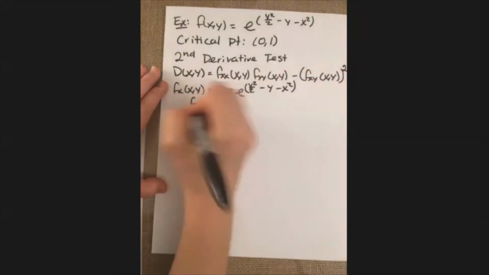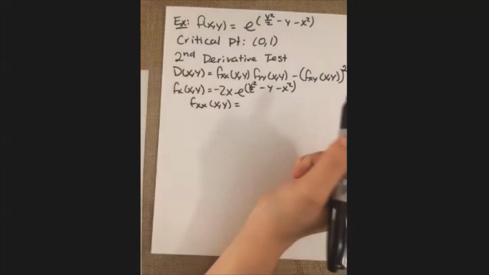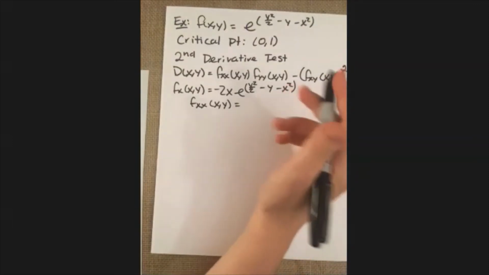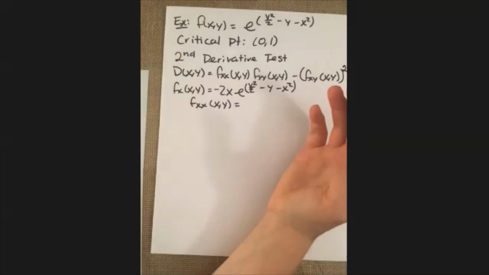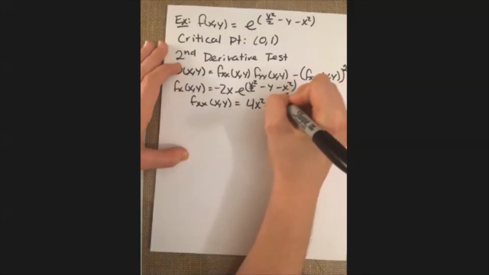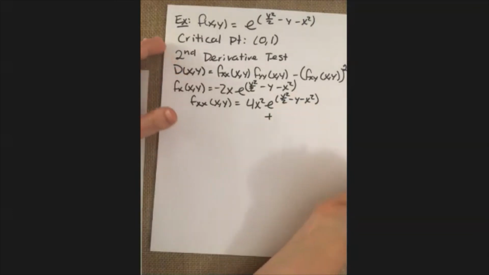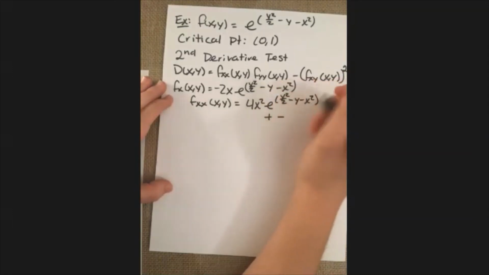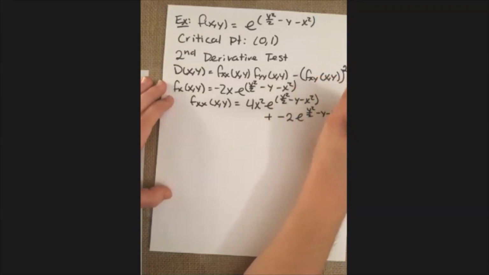I'm going to go ahead and compute my second partial with respect to x. So this time I've got 2x, which is a function of x, and e to the blah, which is also a function of x. So I'm going to have to use my product rule, and applying the product rule, we're going to get 4x squared e to the y squared over 2 minus y minus x squared, and then plus, let's see here, it's going to be negative 2 e to the y squared over 2 minus y minus x squared, just like so. Okay.